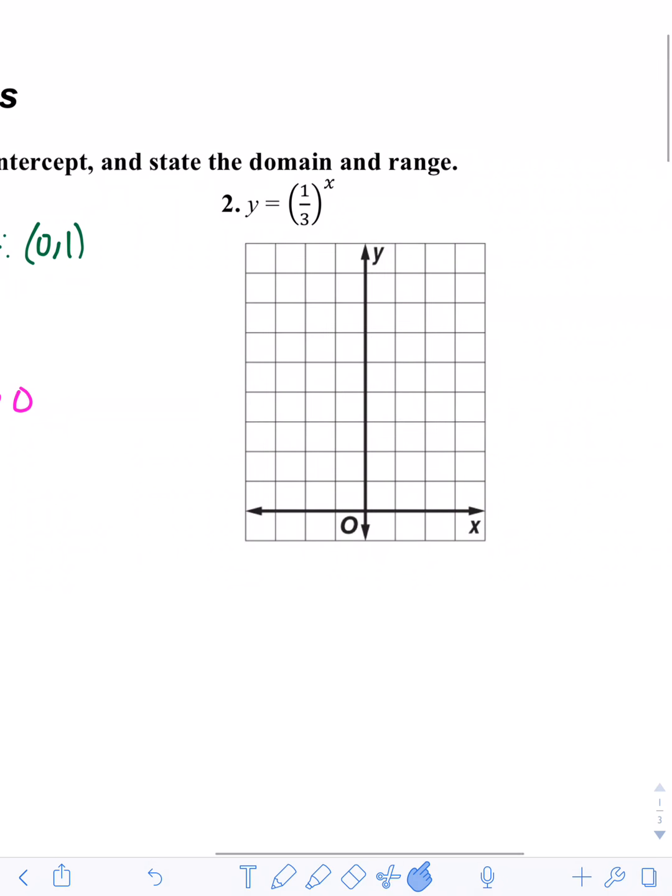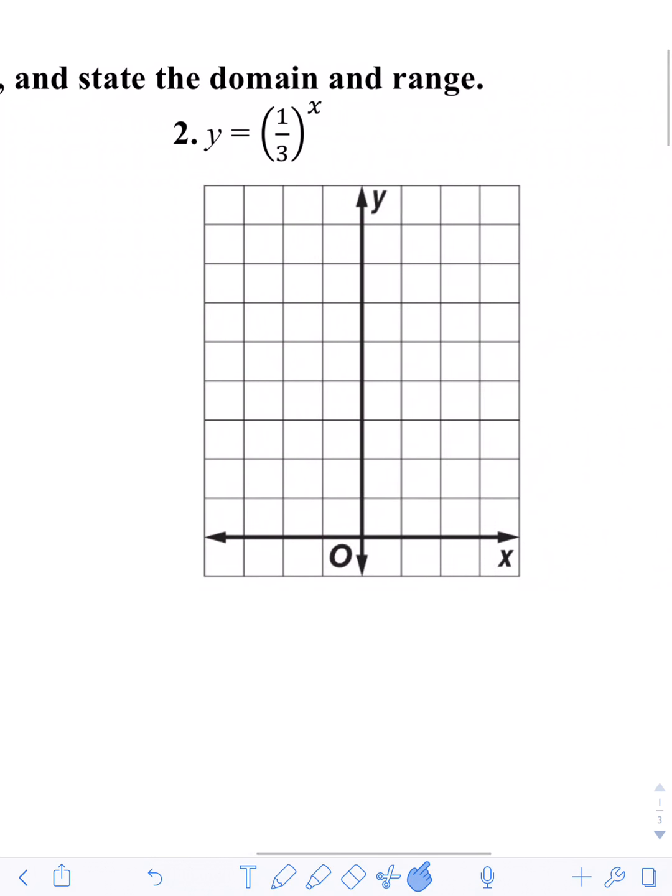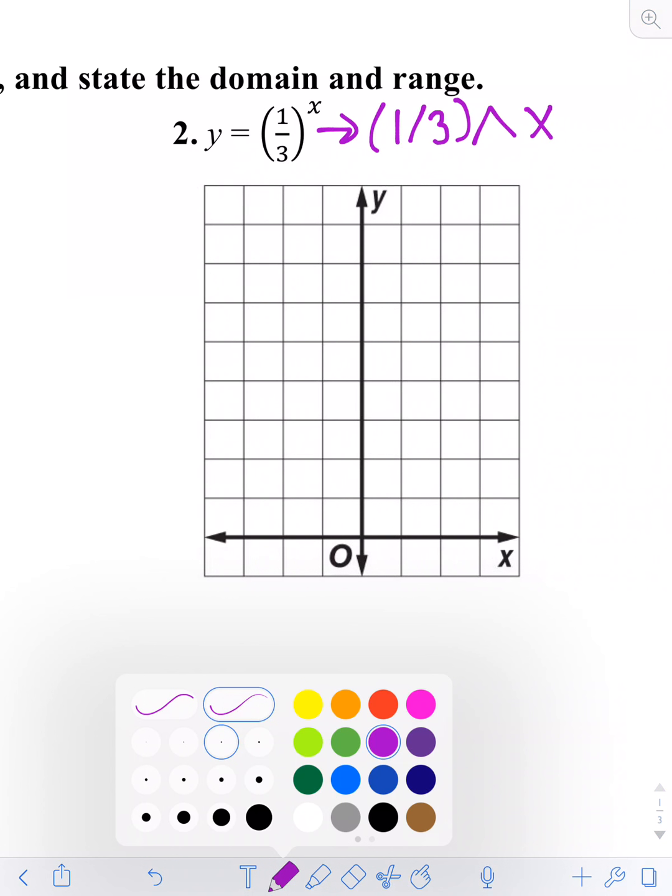Alright, now we're going to look at number 2. Same thing that we did. I'm going to type y equals 1/3 to the power of x into my calculator. Whenever you type that in, it's going to be 1 divided by 3, caret key, x. It's not just 1/3 x. That's not what this says. It says to the power of x, so you have to have that caret key in there.